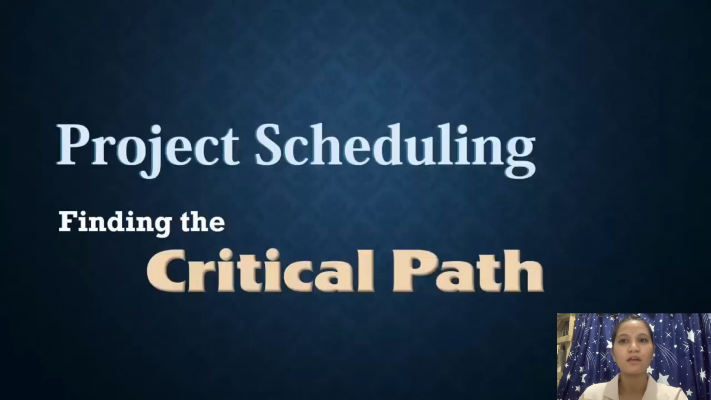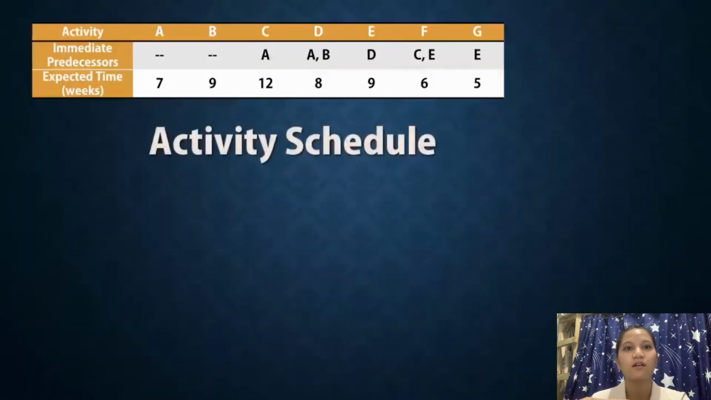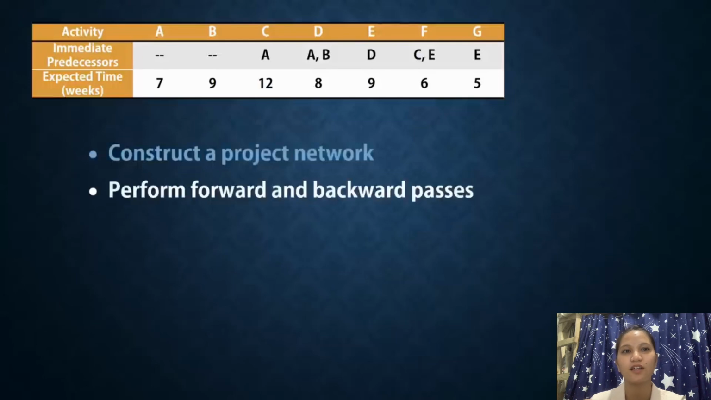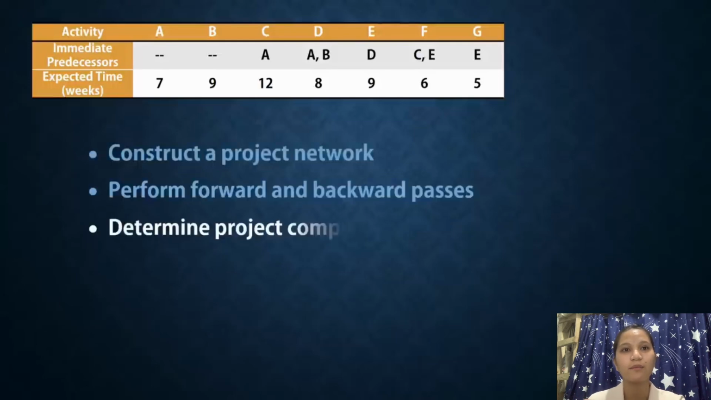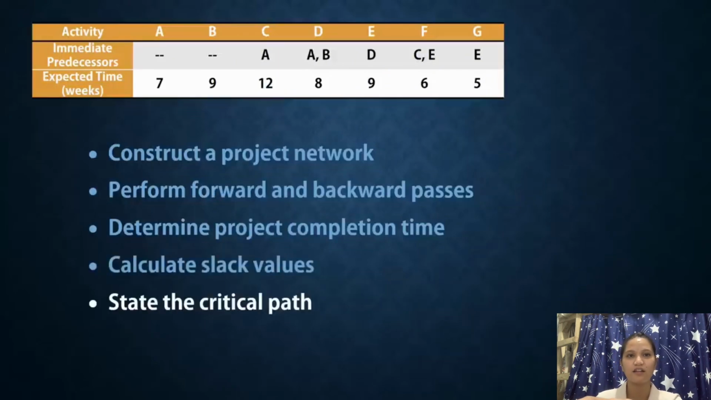Good day, everyone. I'm Jatrice Tanggihan, and I will be doing project scheduling, or finding the critical path. In this example, we will be working with this activity schedule for a project. We will be constructing a project network, doing forward and backward passes, determining the project completion time, calculating slack values, and finally stating the critical path.